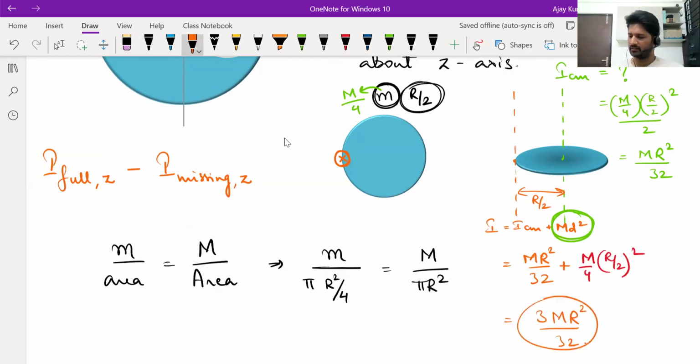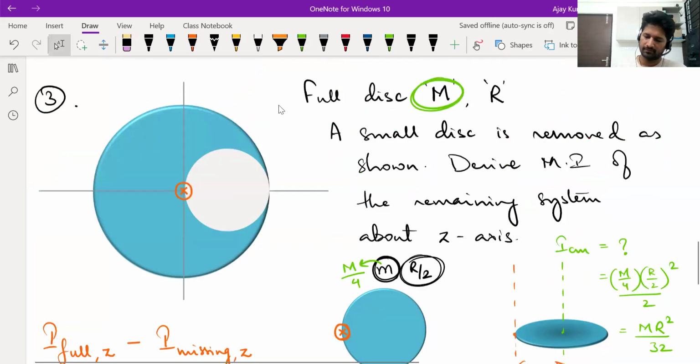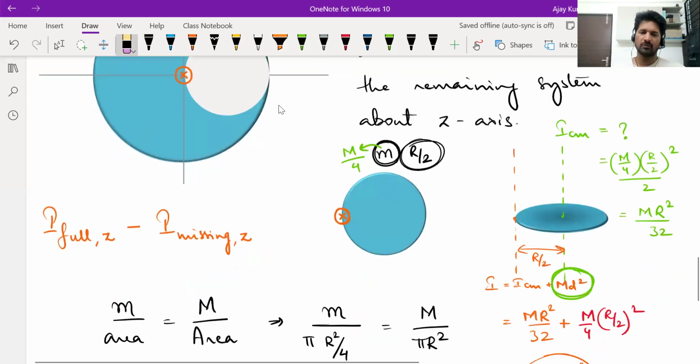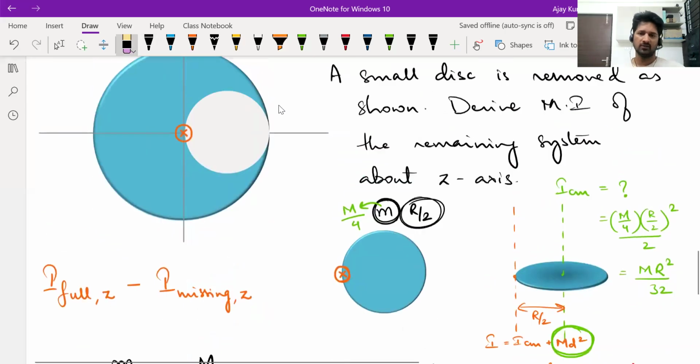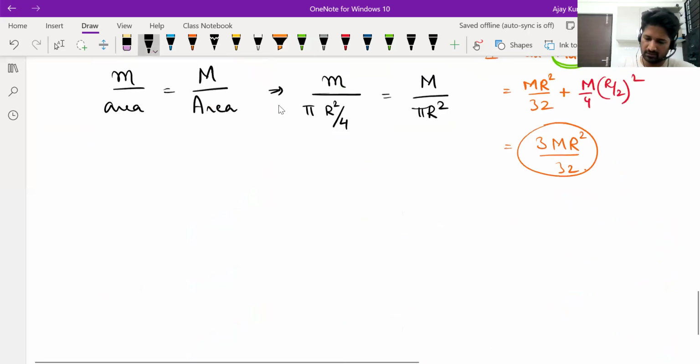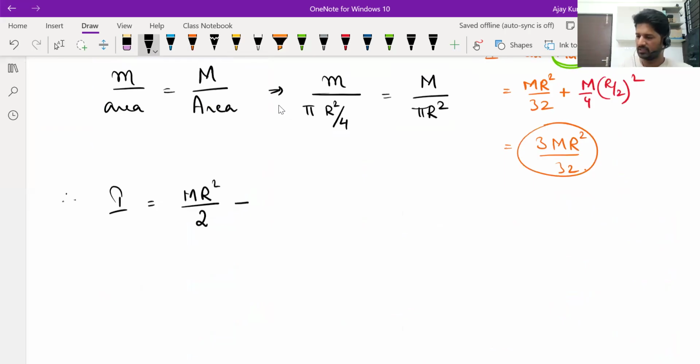So what have we calculated? We have calculated the small disk's moment of inertia about the given axis. This one. Okay, now what is left is subtraction. Full disk moment of inertia about that axis minus small disk moment of inertia about that axis. Simple. Therefore, I of the remaining system, full disk moment of inertia about that axis is mr square by 2 minus small disk moment of inertia about that axis is 3 mr square by 32. 1 by 2 can be written as 16 by 32. 16 minus 3 becomes 13 mr square by 32.